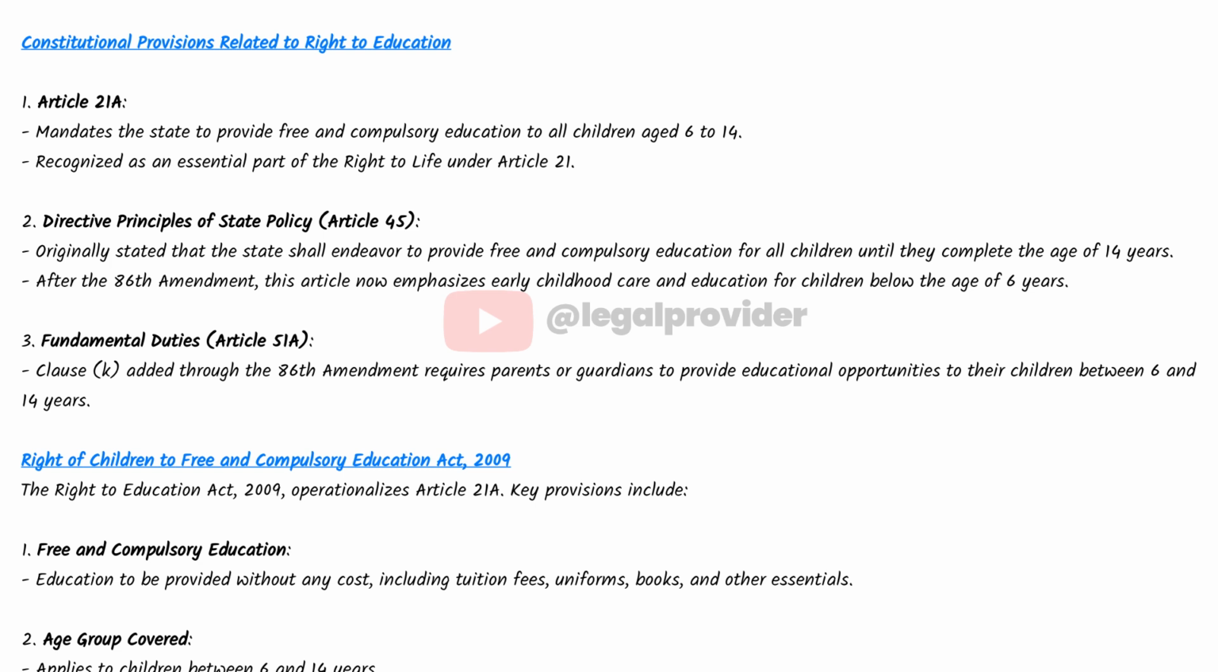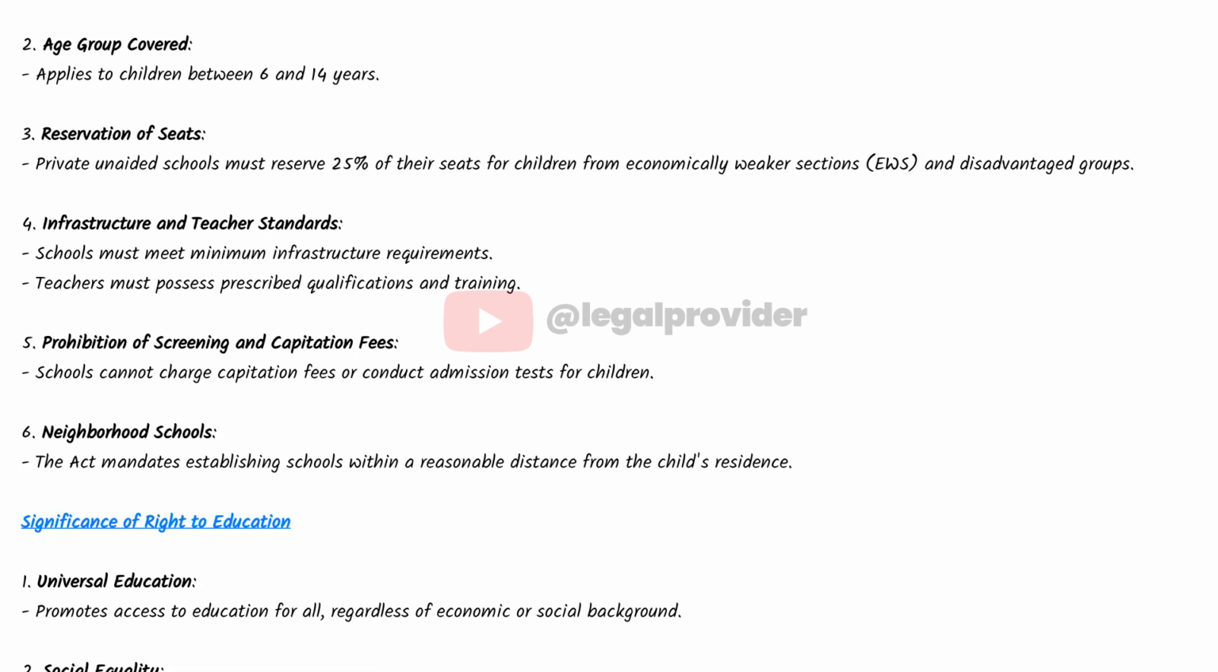Key provisions include 1. Free and compulsory education. Education to be provided without any cost, including tuition fees, uniforms, books, and other essentials. 2. Age group covered. Applies to children between 6 and 14 years. 3. Reservation of seats. Private unaided schools must reserve 25% of their seats for children from economically weaker sections, EWS, and disadvantaged groups. 4. Infrastructure and teacher standards.